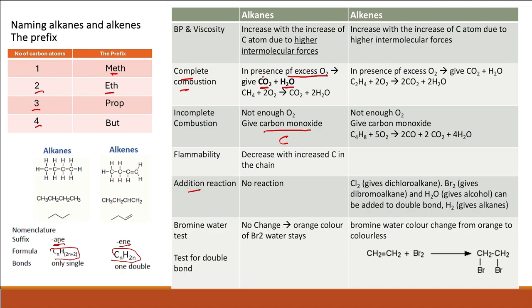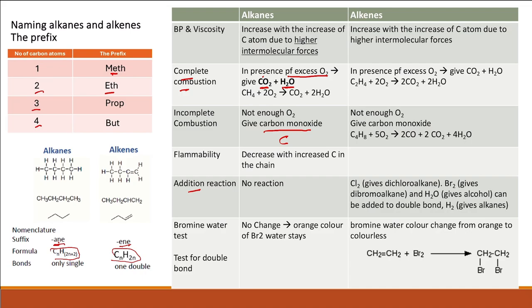Addition reactions: this is the type of reaction which we only see in alkenes but not in alkanes. Alkanes are not very reactive in comparison to alkenes. Alkenes are more reactive than alkanes because they have this double bond. And this double bond allows for a type of reaction called an addition reaction, where a small molecule is added to the double bond to make a new molecule.